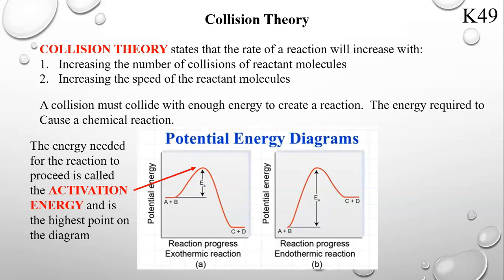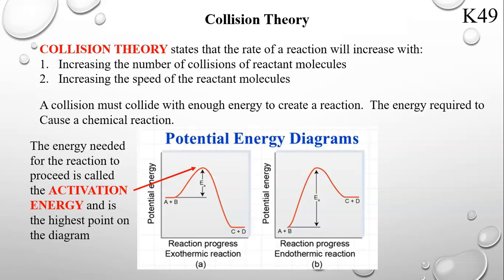On the right is an example of an endothermic reaction. You start off with A and B at a certain energy level. You have to put the activation energy in, enough to get the reaction to take place, to get the atoms and molecules to break apart. And then it comes back down. As you put together the bonds in C and D, they're getting to a lower energy, more stable point, so energy comes out.